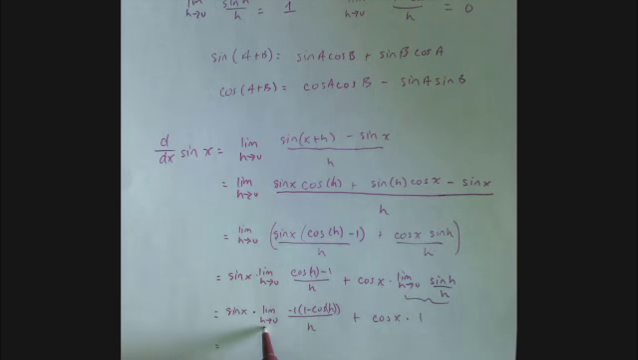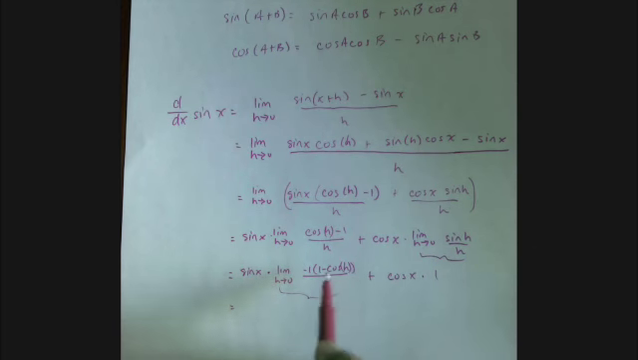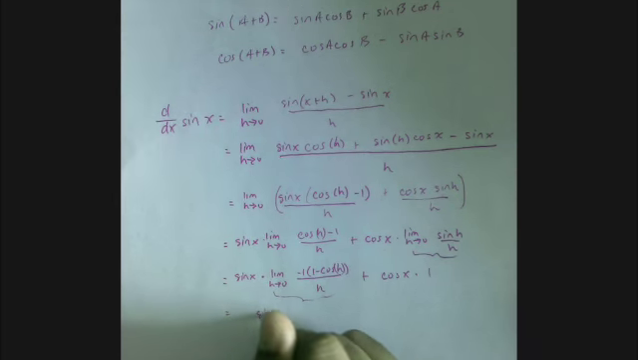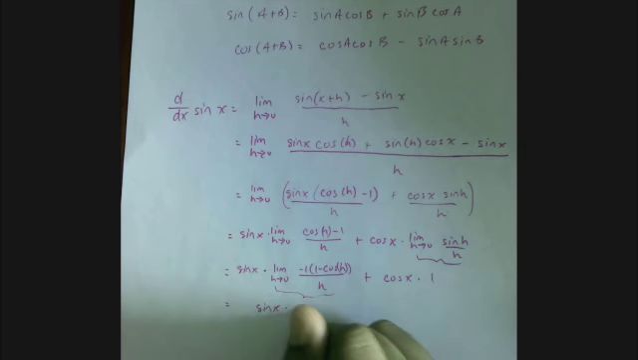Finally, this limit is -1 times that limit as h approaches 0 of (1 minus cosine h) over h. That's equal to 0. So we have sine x times the -1 times the 0, which will really be 0.